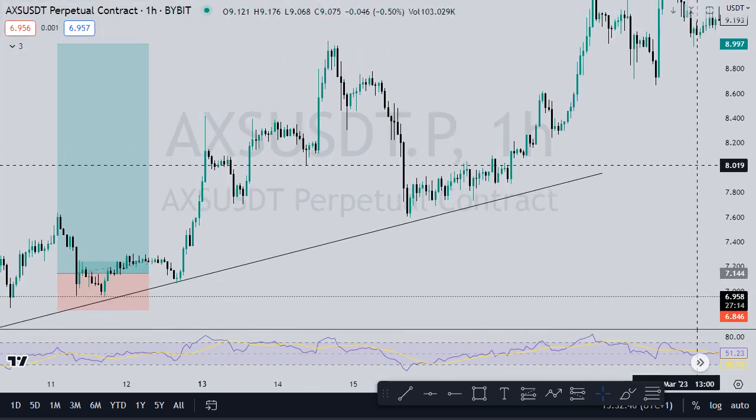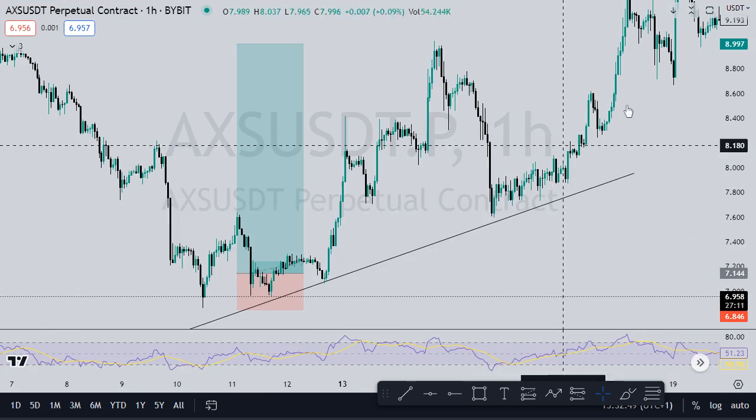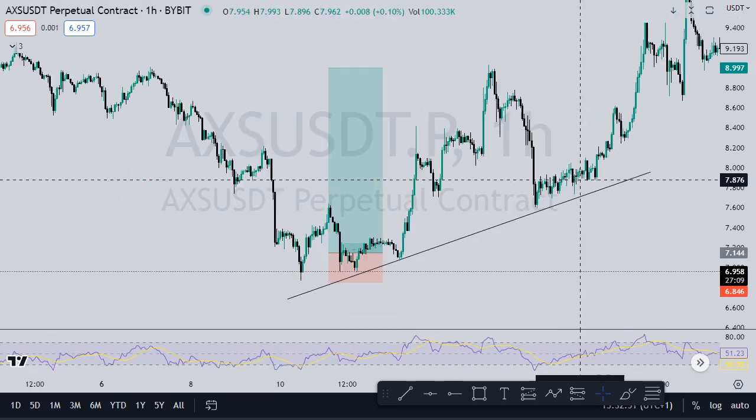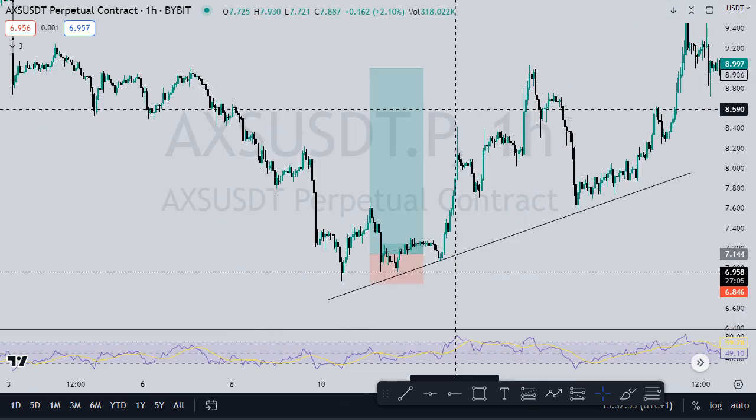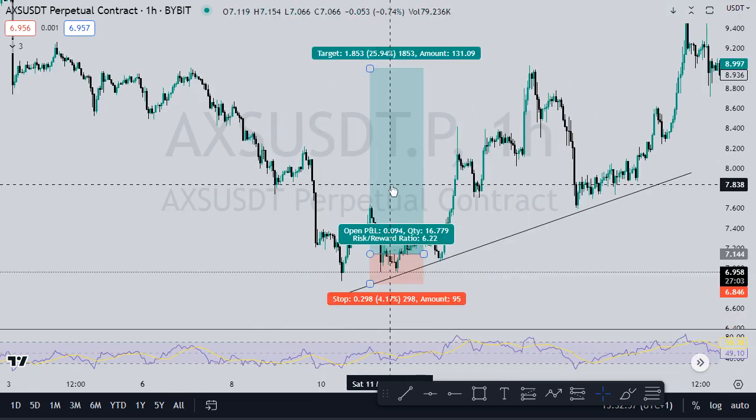So irrespective of where you see your Harami, make sure it is a valid point of interest before you take your trades. And believe you me, if you master the psychology of identifying this candle in a trend, you will be able to take your trading to the next level.